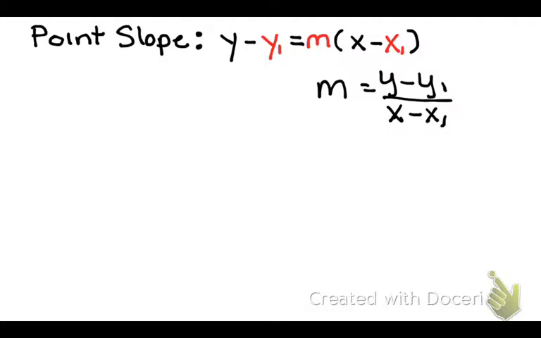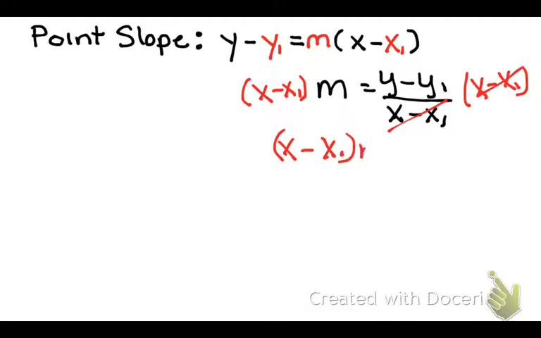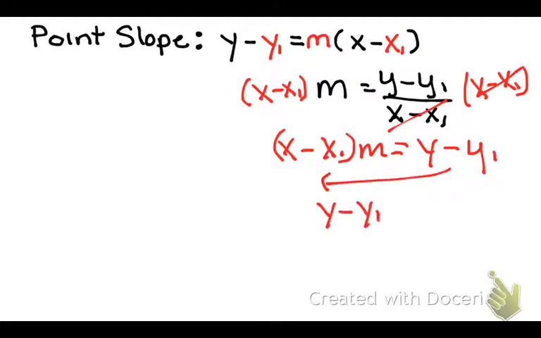So we're going to transform this by multiplying both sides by x minus x sub 1, multiply this side, so cancel, cancel, and then x minus x sub 1, and then I'm just going to switch it so that it matches our point slope. So we would put y minus y sub 1 equals our slope, x minus x sub 1, and that is where the point slope formula actually comes from.